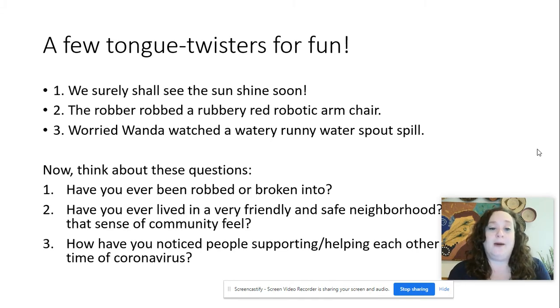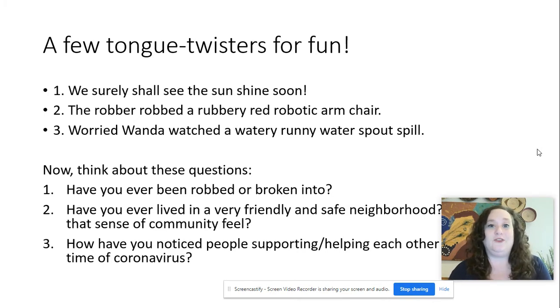The robber robbed a rubbery red robotic armchair. Again, the robber robbed a rubbery red robotic armchair. Sounds a little strange. Okay. And now you try to say it again to yourself. Let's go slowly. The robber robbed a rubbery red robotic armchair. The robber robbed a rubbery red robotic armchair.